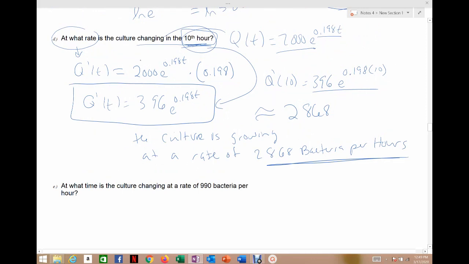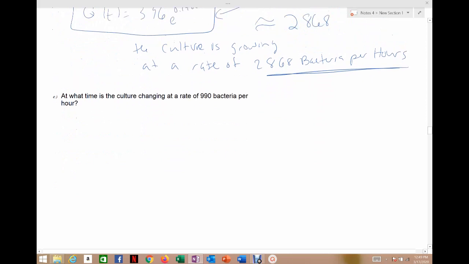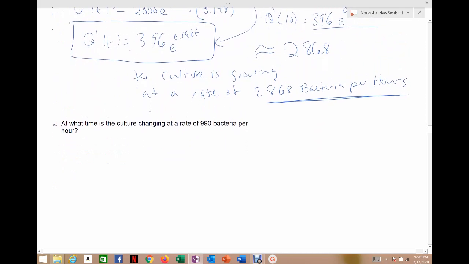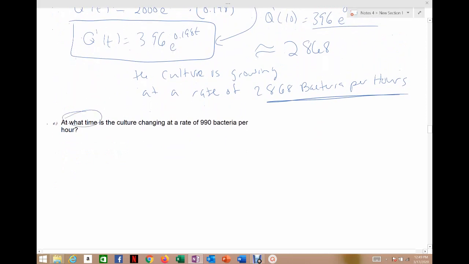hour. All right, the last one for this problem, I still need my derivative, so I'm going to leave it up there. All right, at what time? So we're looking for a time. All right, is the culture changing at a rate? There's my units, bacteria per hour, so that kind of tells you what the previous answer's unit should be. Rate of 990 bacteria per hour. So we're looking for when is the culture's speed 990 bacteria per hour. What's its rate of change, right?